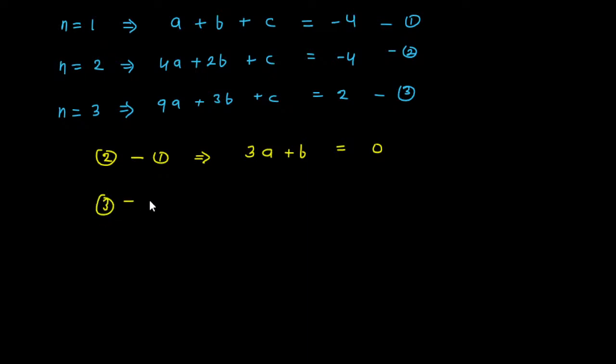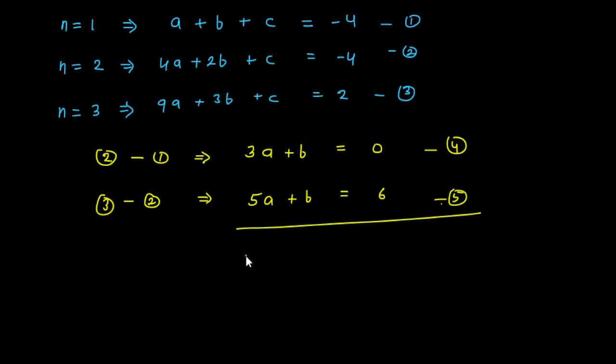From equation 3, if I subtract the second equation, I will get 5 times a plus b is equal to 6. This is equation number 4 and this is equation number 5. Then if I subtract equation number 4 from equation number 5, I will get 2a. So from here, 2 times a is equal to 6, a is equal to 3.